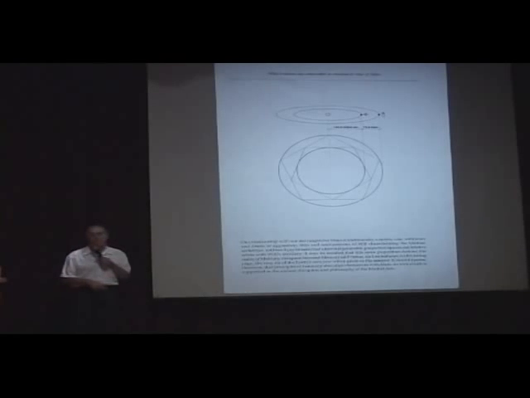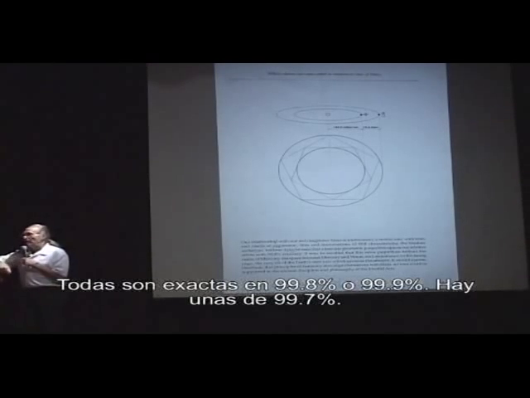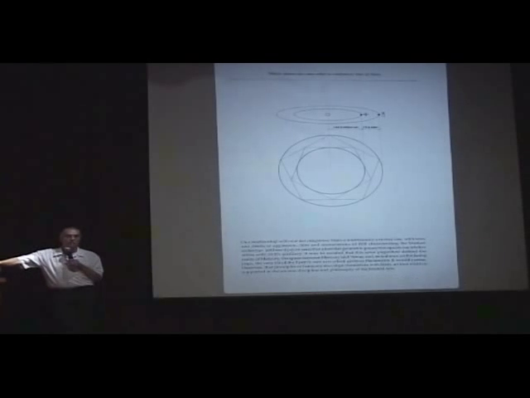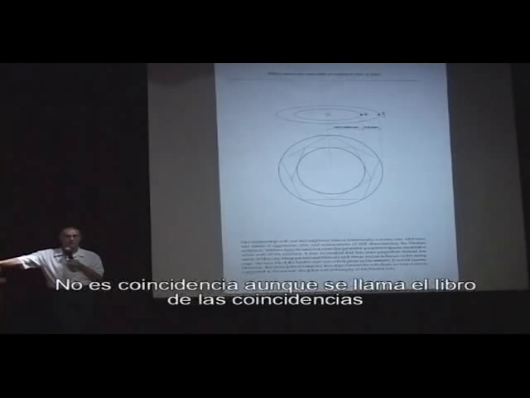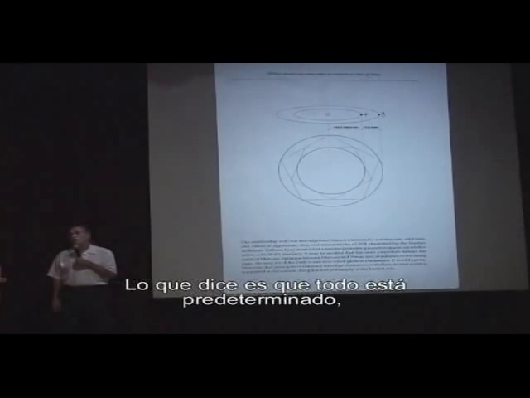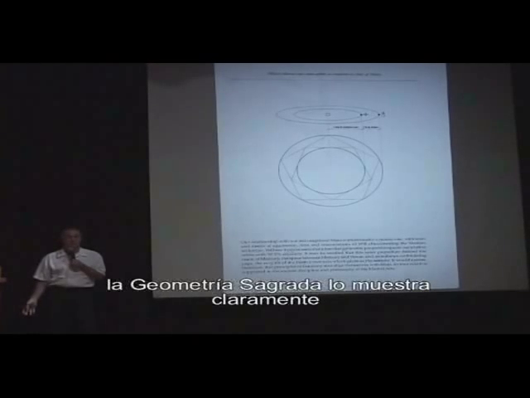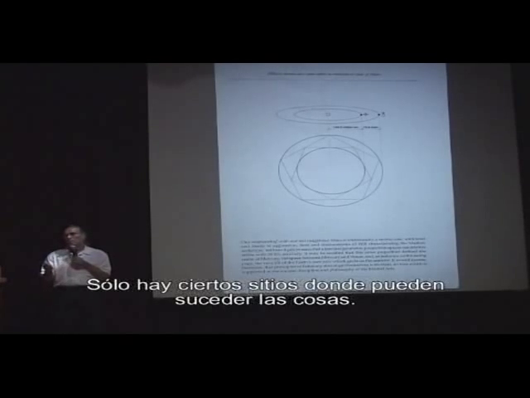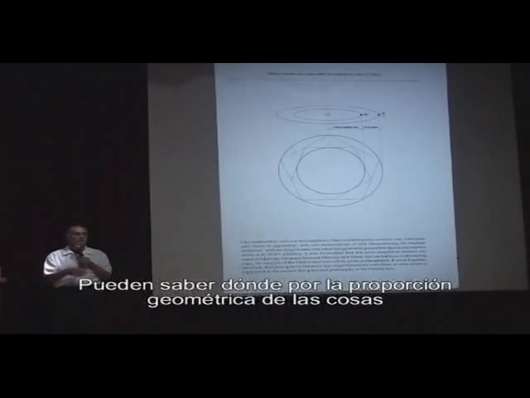99.8% perfect. They're all 99.8 or 99.9. I think there's one that's 99.7. The fact that that could happen is not a coincidence, even though it's called a book of coincidences. Everything. And so, what this is saying is that everything's predetermined. And that's what sacred geometry shows clearly. That there's only certain places where things can happen. And you can see where they're going to be by the geometrical proportions of things.